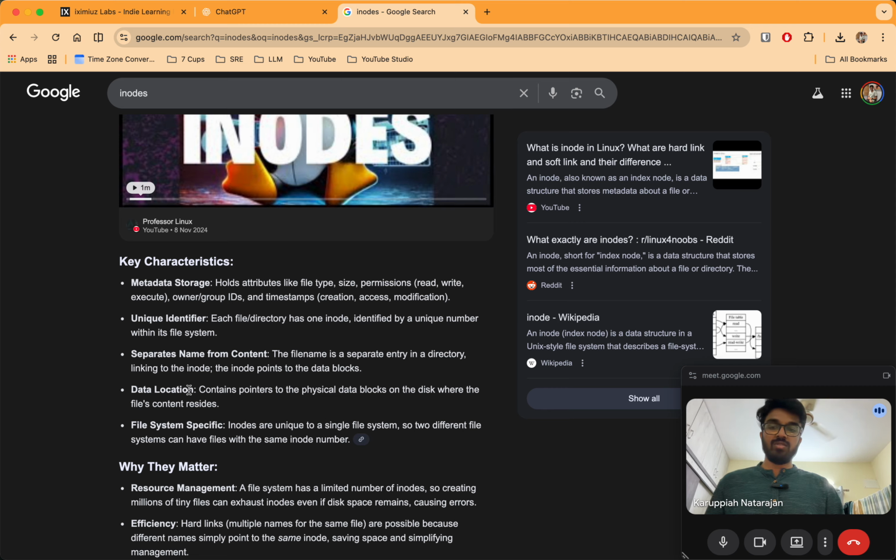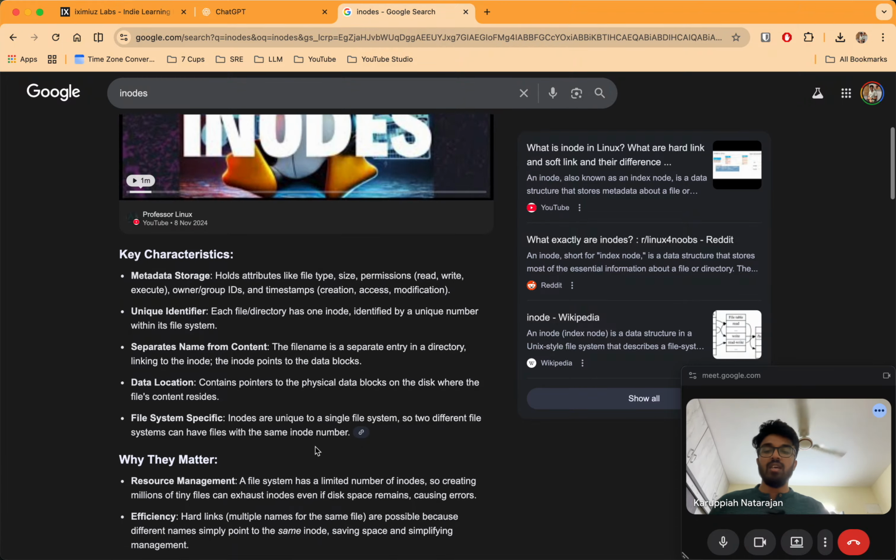So this is what I was talking about, data location. It contains pointers to the physical data blocks on the disk where the file's content resides. So it's file system specific, inode numbers are unique to a single file system. So yeah, it's clear over here itself. So two different file systems can have files with the same inode number, right?